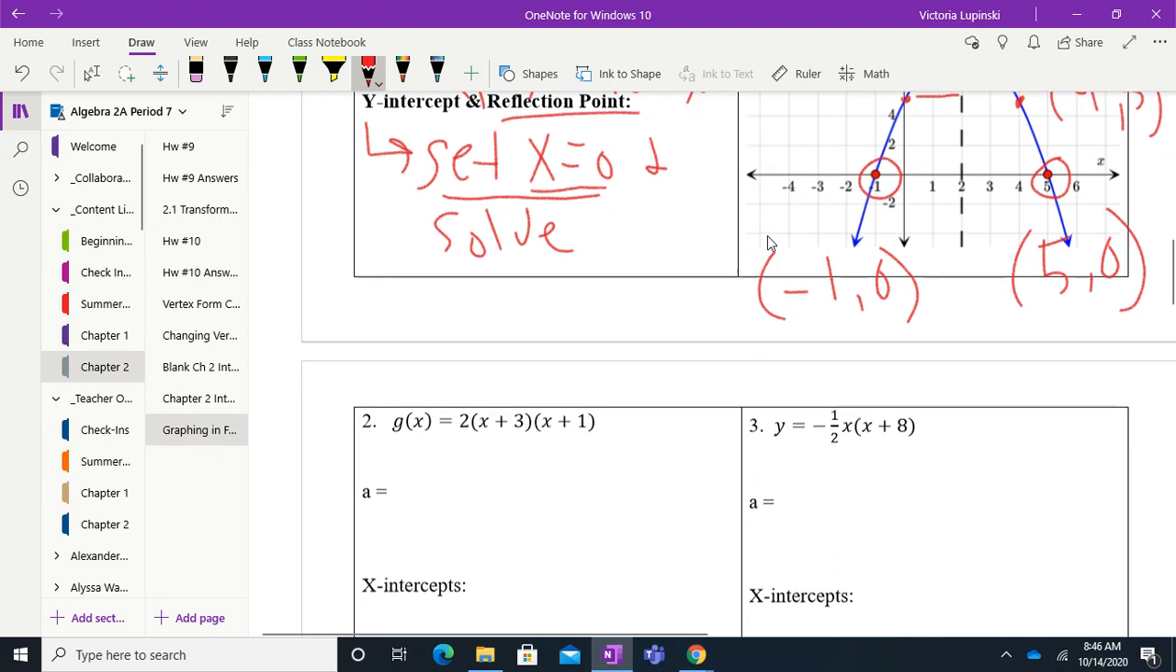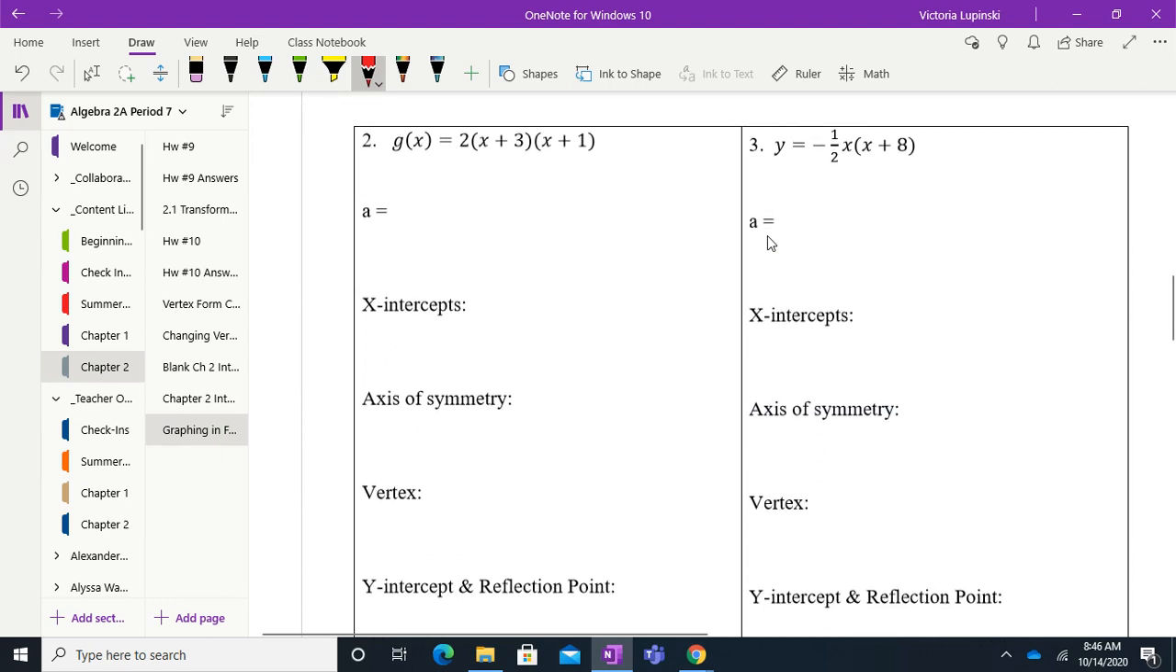Let's go ahead and try a few additional examples, starting here with number 2. So g of x equals 2 times x plus 3 times x plus 1. And again, remember, y equals, f of x equals, g of x equals. They're all equivalent, so please be open to seeing any of those forms.